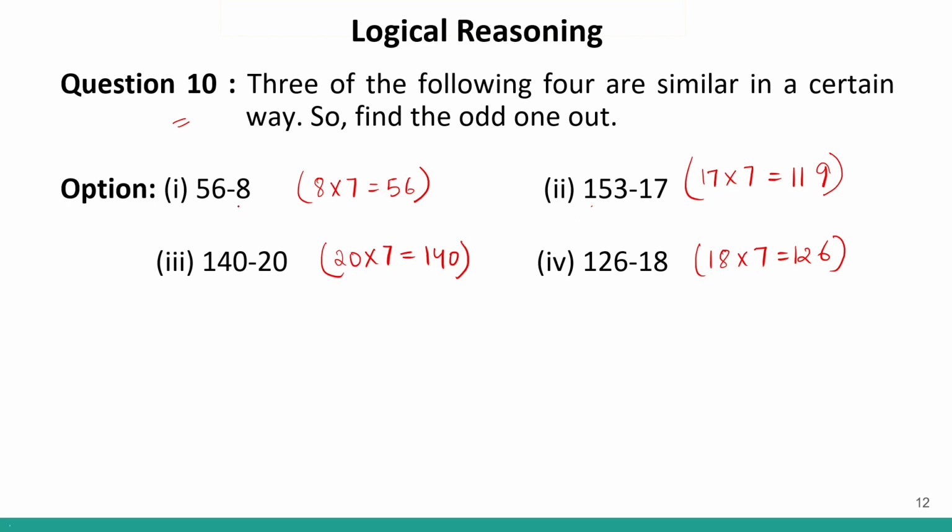So in each case, the second digit was being multiplied by 7. But in this case, the second digit is not being multiplied by 7. The answer would be different. If it would have been like this, it would be correct. But 153, 117 is not correct. Therefore, option number 2 will be the correct answer to this question. Clear?